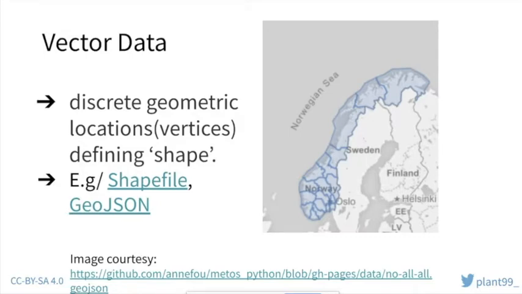And these are distinct geometric locations, as in they can be vertices of a polygon, and we can store it in the form of a shapefile or GeoJSON, right? During the second part of the tutorial, we'll be looking at how we can use these geospatial data formats in order to plot our real maps.